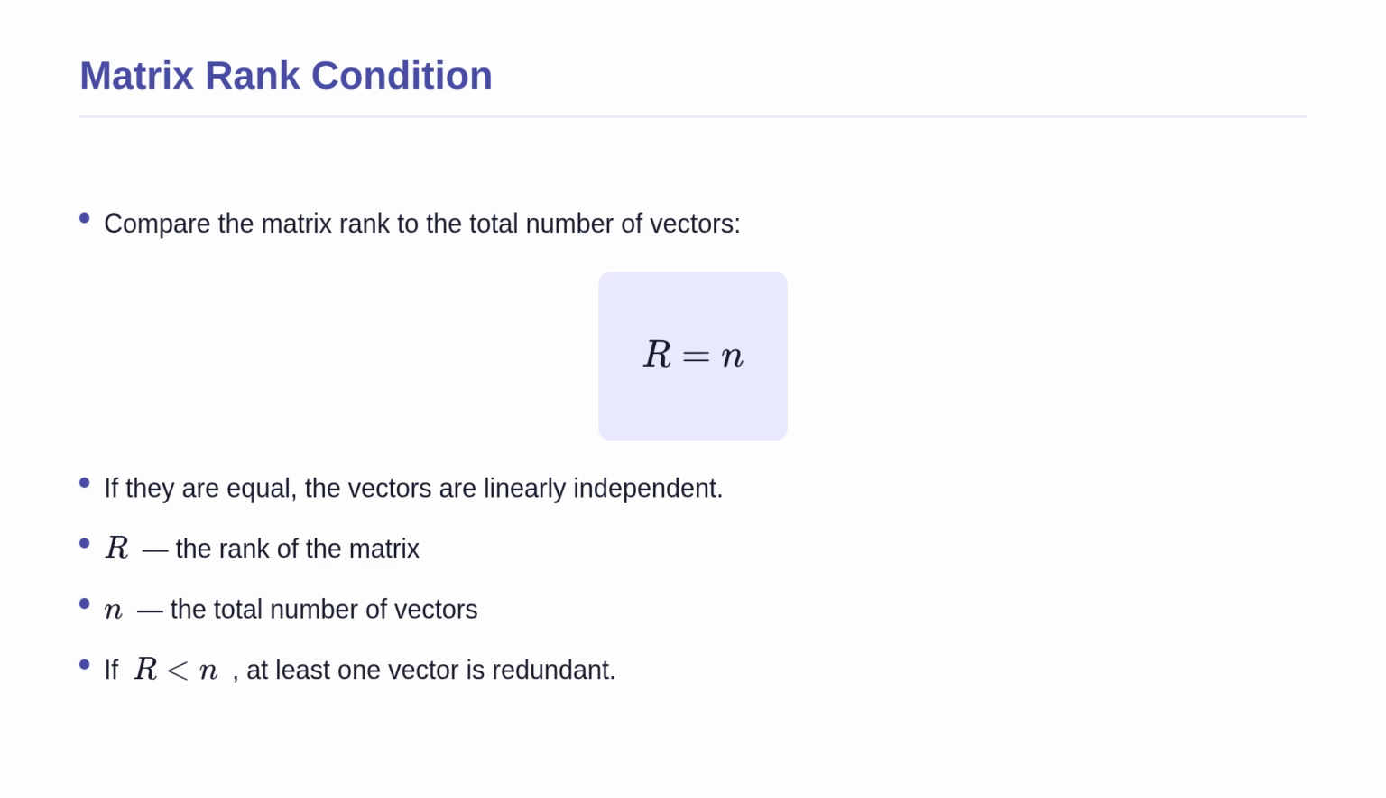However, if the rank R is less than n, it means our grid contains fewer unique directions than the number of vectors we started with. This physically means at least one vector is a redundant combination of the others, making the entire set linearly dependent.